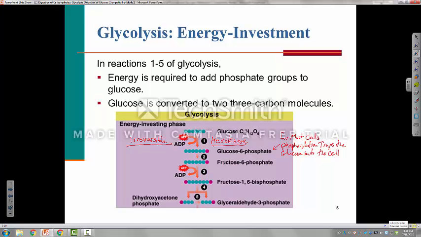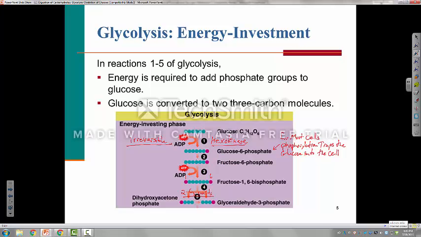So there's an isomerization reaction, makes fructose 6-phosphate, and then it gets phosphorylated again. So it gets phosphorylated on carbon number 1 and carbon number 6. So here we'll say this is 6, this is 1. And then the next step, it gets ripped in half into 2 3-carbon units. So 6 carbons go in at the top, and 2 C3 units come out. And that's the first 5 reactions.